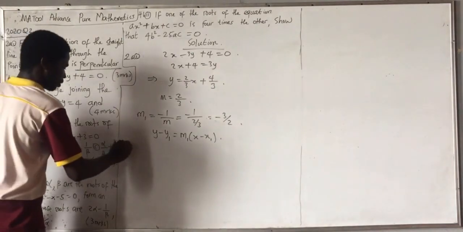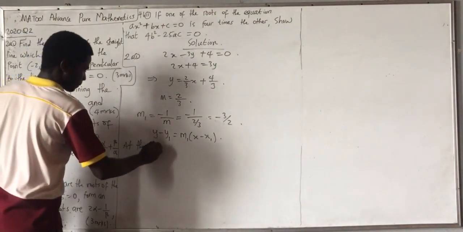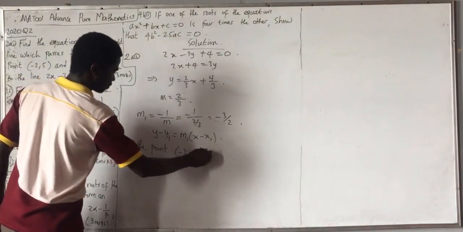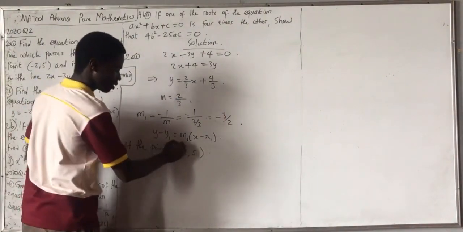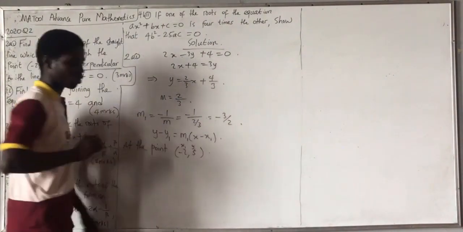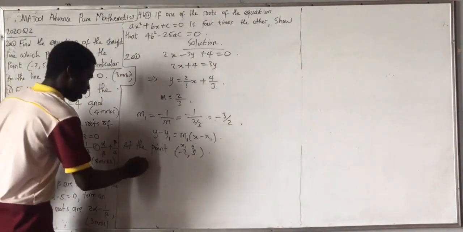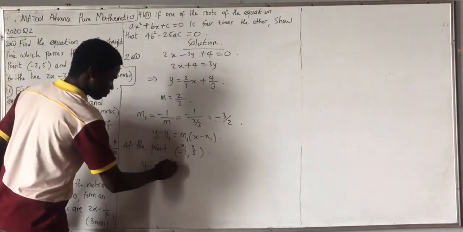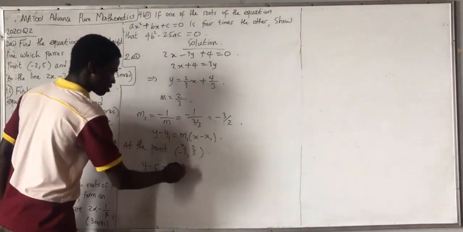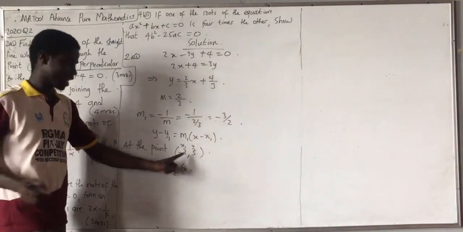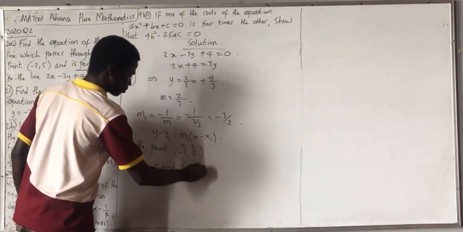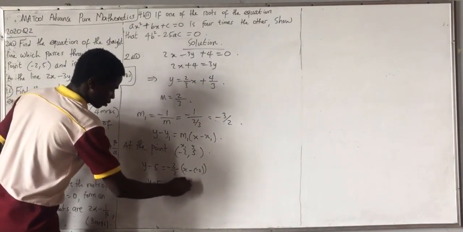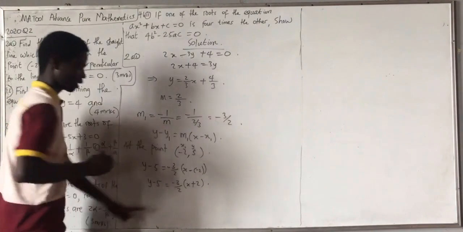So at the point minus 2 comma 5, the first one is your x, x1. The second one is y1. So that means I have y minus y1, y1 is 5, is equal to m, that is minus 3 over 2 open bracket x minus x1. x1 is minus 2, so that's x plus 2. So that is y minus 5 equals minus 3 over 2 (x plus 2).